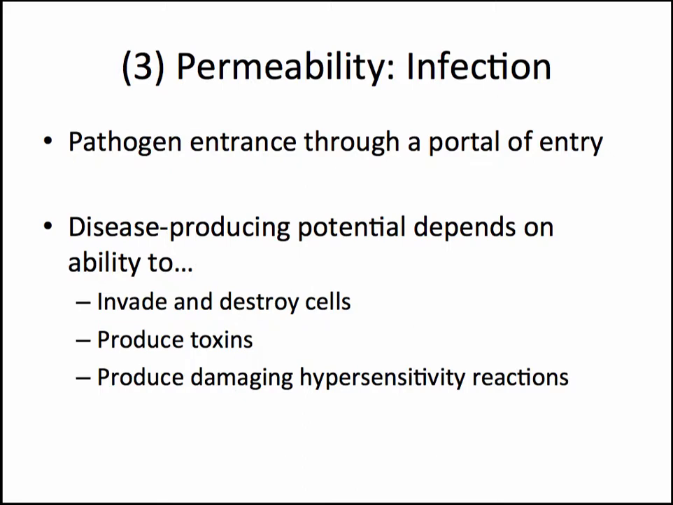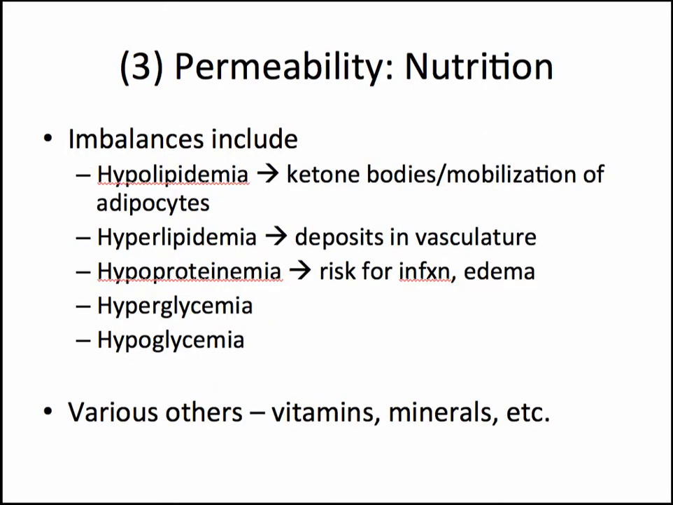Examples of nutritional imbalances include the following: hypolipidemia, which results in the formation of ketone bodies, which function as acids in the system, and mobilization of adipocytes. Hyperlipidemia, which leads to lipid deposition in the vasculature. This is often associated with strokes and heart attacks. And hyper and hypoglycemia. Refer back to the nutrition chapter for more examples.